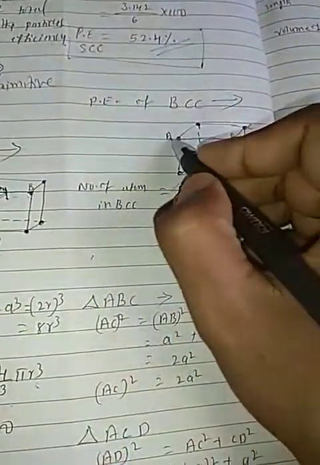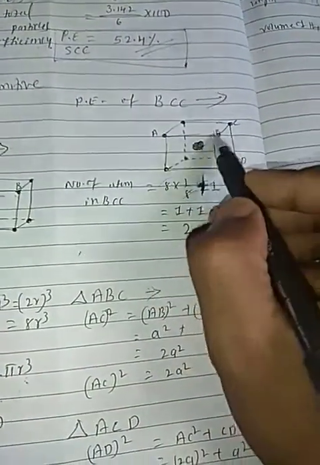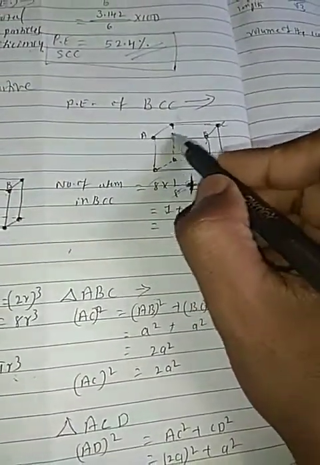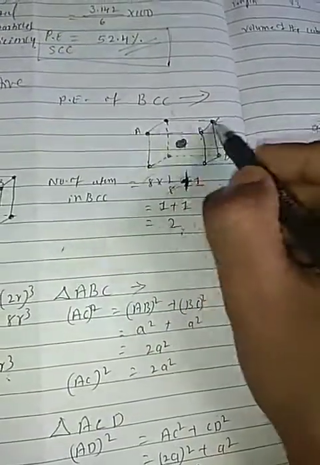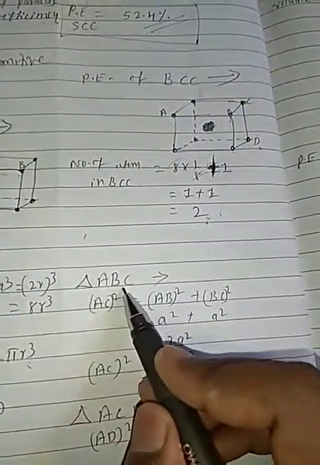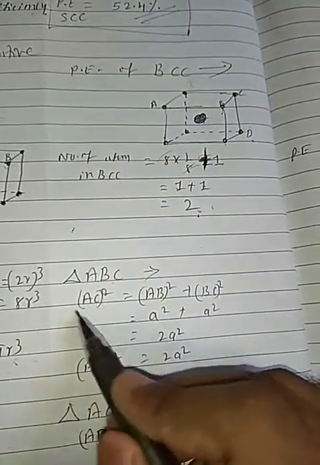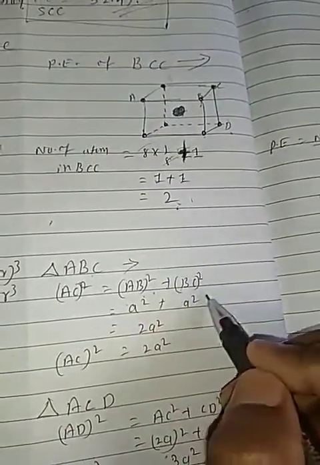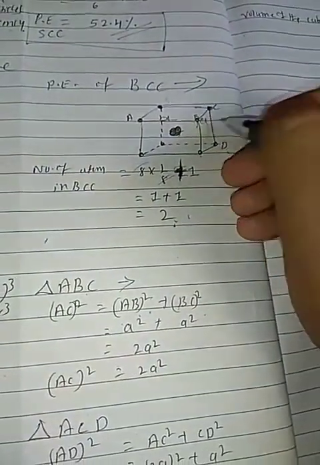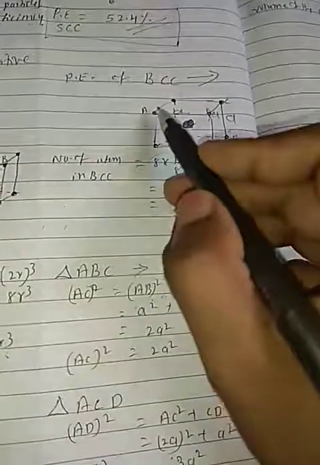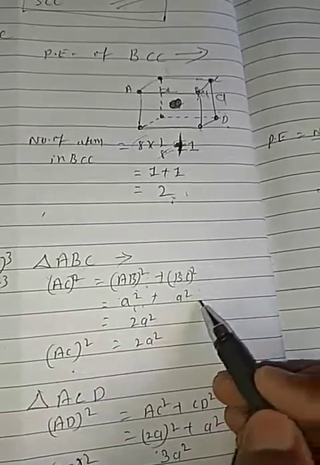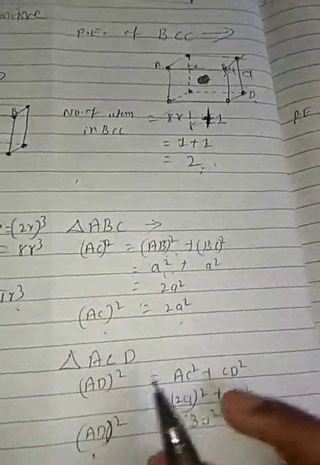So here we are using the sphere. We have marked A, B, C, D. Here we want to calculate the diagonal length of AC. With the Pythagoras theorem, in triangle ABC, AC whole square is equal to AB whole square plus BC whole square. AB is a and BC is also a. So AC whole square is a square plus a square, that is 2a square.